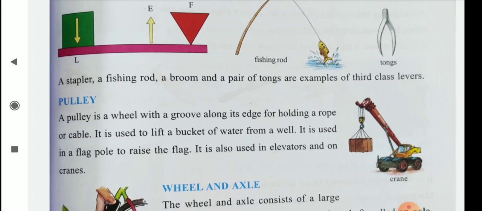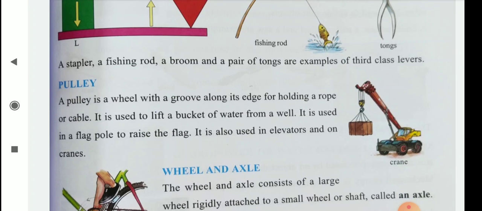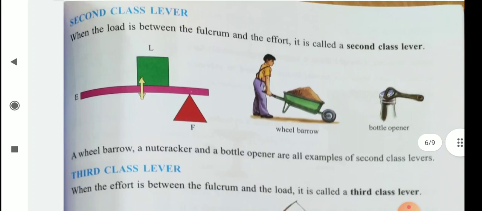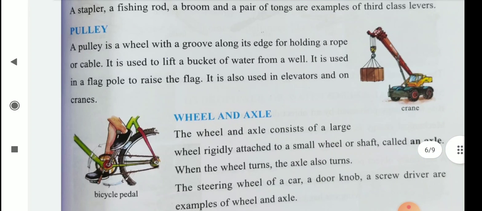What is a pulley? A pulley is a wheel with a groove along its edge for holding a rope or cable. It is used to lift a bucket of water from a well. It is used in a flagpole to raise the flag. It is also used in elevators and on cranes. So here you see the pulley is used in a crane. Here the figure is given in your book.